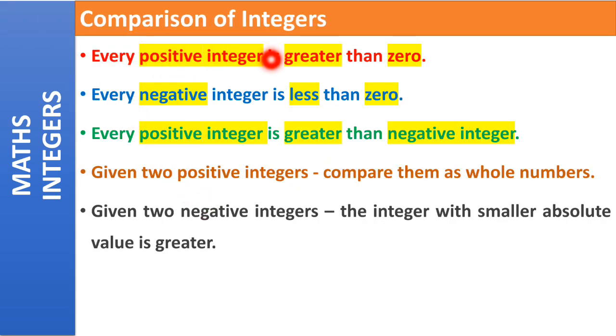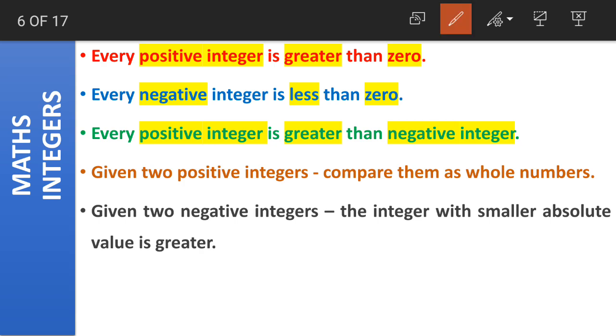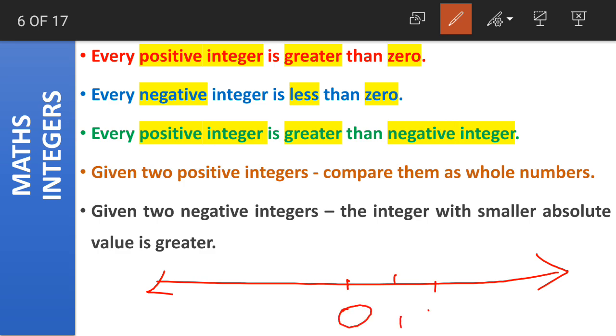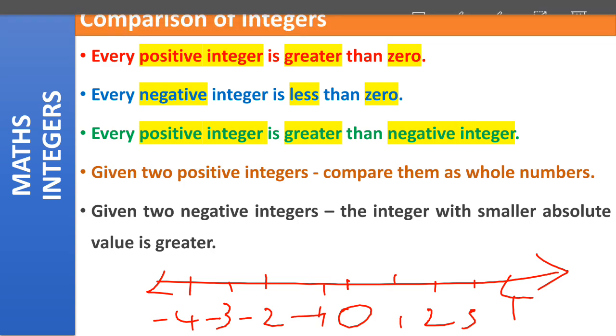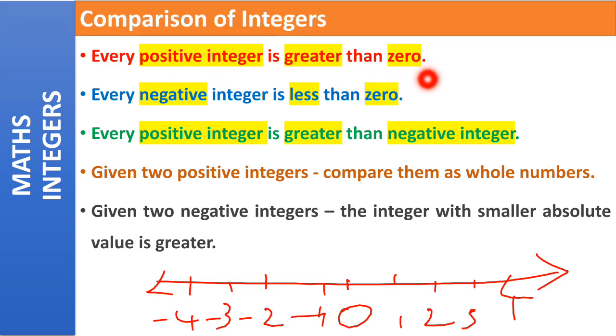Comparison of integers. Now you have learned about addition and subtraction of integers, right? Now let us compare two integers. Every positive integer is greater than 0. What is he saying here? Every positive integer is greater than 0. I'll draw a number line here for better understanding. Minus 4. Okay.